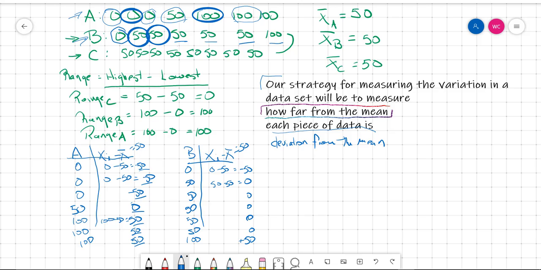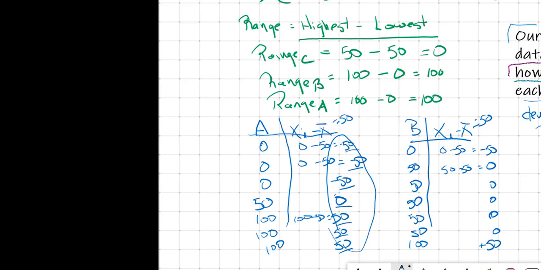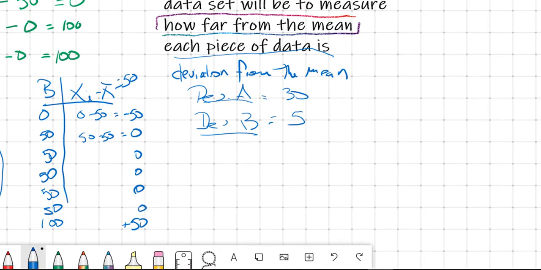But we'd like to get a single number, not a long list of numbers. We'd like to say the deviation for A is equal to something, like maybe 30, and then the deviation for B is equal to some number, maybe only 5, and therefore this one is bigger than this one, therefore A has more deviation than B. So I don't want a list, I want a number. How can we get a number out of this list?